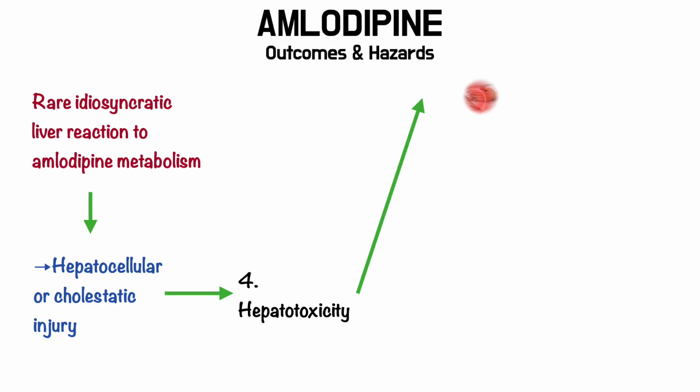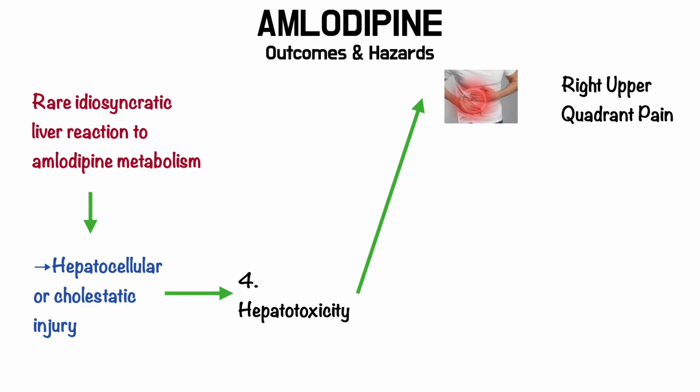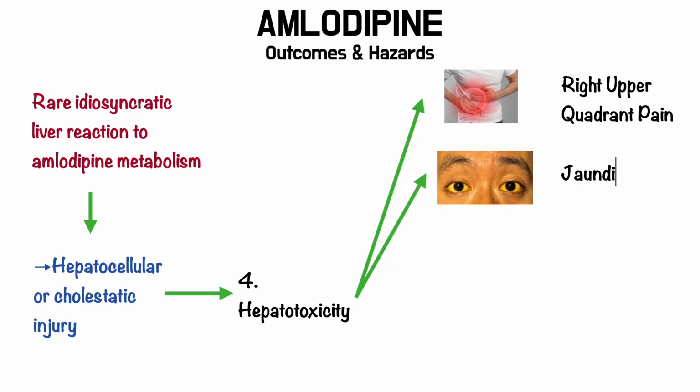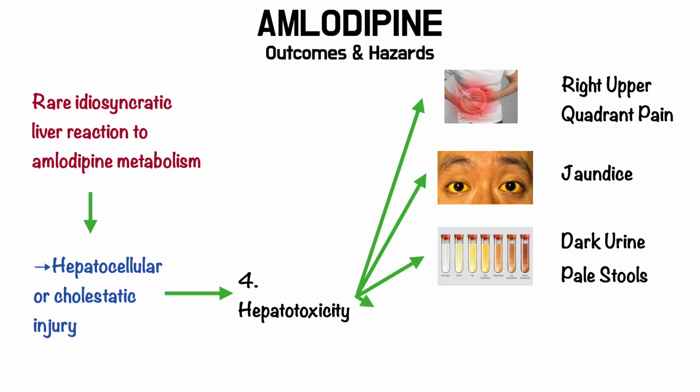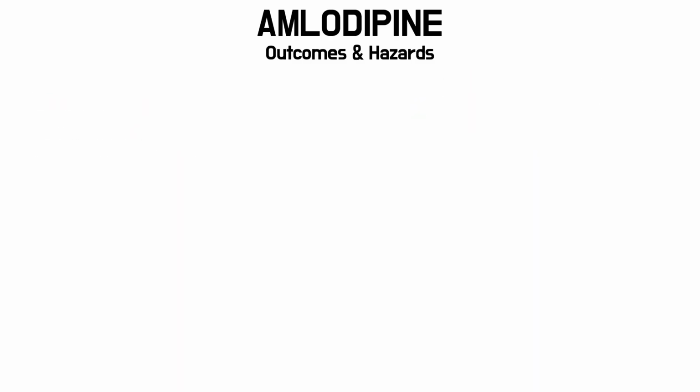Out of them, the first one is right upper quadrant pain, because the location of the liver is the right upper quadrant. And also you can experience jaundice, that is yellowish mucous membranes, you can see in the image right there. And also dark urine or pale stools. In laboratory values, there are elevated liver enzymes like AST and ALT, right?